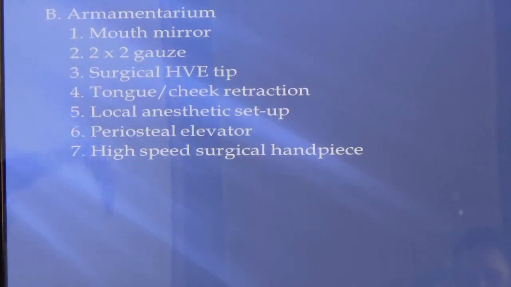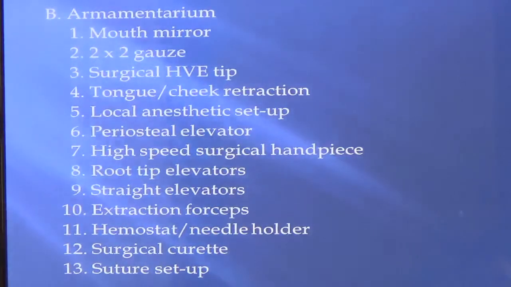Instead of the bur being straight down, it's at about a 45-degree angle, which gives them a little better angle for removing bone or sectioning teeth. But here we just use our regular handpiece. You need some sort of elevators, the root tip elevators, just if the root tip breaks, and your straight elevators, we'll go over that. Any forceps that you need, hemostats or needle holder, the curette, which is the big spoon, and the suture.